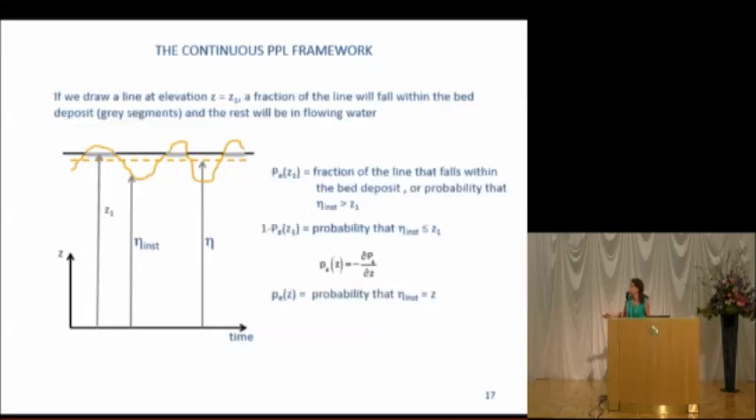If we draw a line at elevation z1 within the alluvial deposit, close to the topmost part of the deposit, part of this line is going to end up in the bed, and part of this line is going to end up in the water. So the probability P_E of z1 denotes the fraction of this line that falls within the bed deposits, or can be interpreted as the probability that an instantaneous realization of bed elevation is higher than elevation z1. If we stick with this interpretation of P_E, then 1 minus P_E is the probability that the instantaneous realization of bed elevation is smaller than z1. We take the derivative and, if this is a cumulative distribution function, this is going to be a density function, or the probability that our instantaneous realization of bed elevation is at elevation z1.